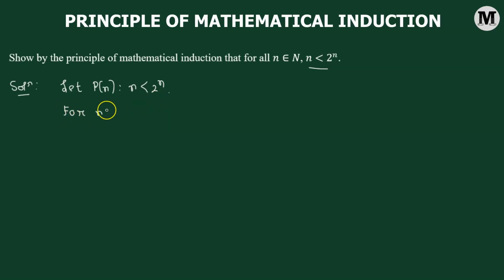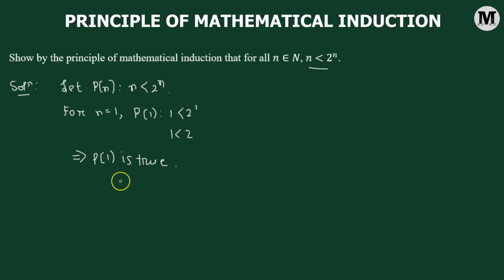So for n equals 1, we get the statement p of 1 such that we have 1 is less than 2 raised to the power of 1. And we know that's a true statement. 1 is definitely less than 2. So this means that our statement p of 1 is true. However, we'll also need to verify that this is true for other natural numbers as well.